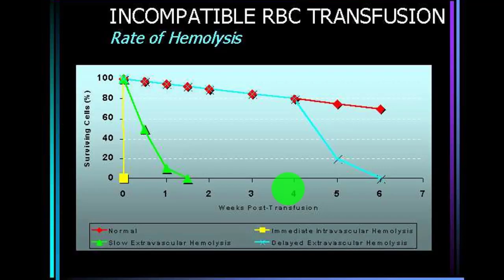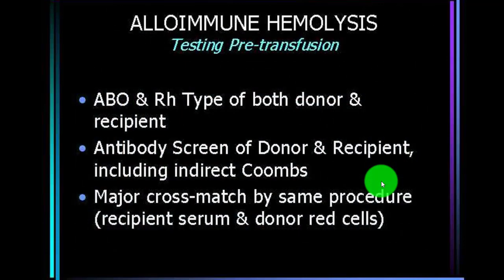Incompatible RBC transfusion: the normal course, slow extravascular hemolysis, and this is immediate intravascular hemolysis, delayed extravascular hemolysis. Immune hemolysis testing, pre-transfusion: ABO and Rh type of both donor and recipient, antibody screen of donor and recipient including indirect Coombs, major cross match by the same procedure, recipient serum with donor red cells.